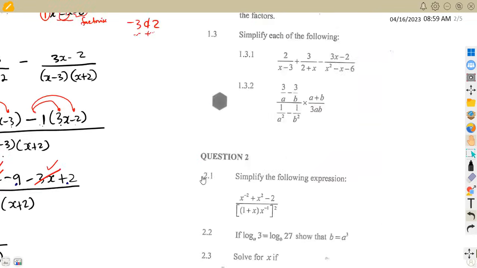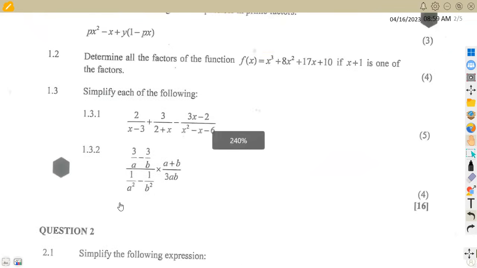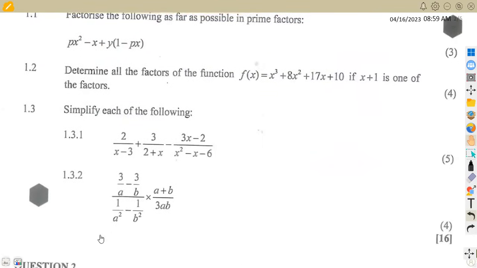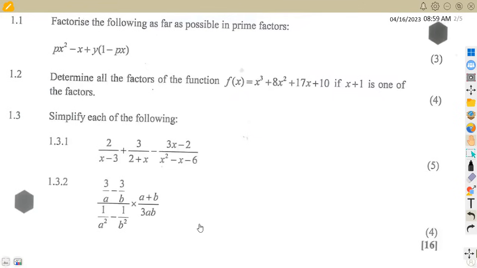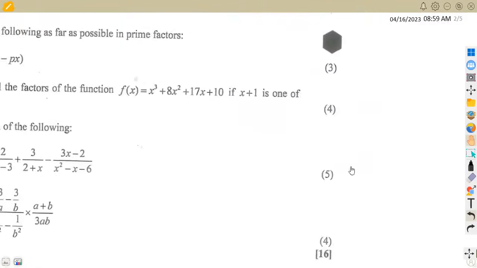All right, let's check the other part of the question, which is 1.32, which is having 4 marks on simplifying again. So this is to simplify. All right, so let me just have this question aside. It was having a lot of things, so let me just take it aside so that we can see this one properly.